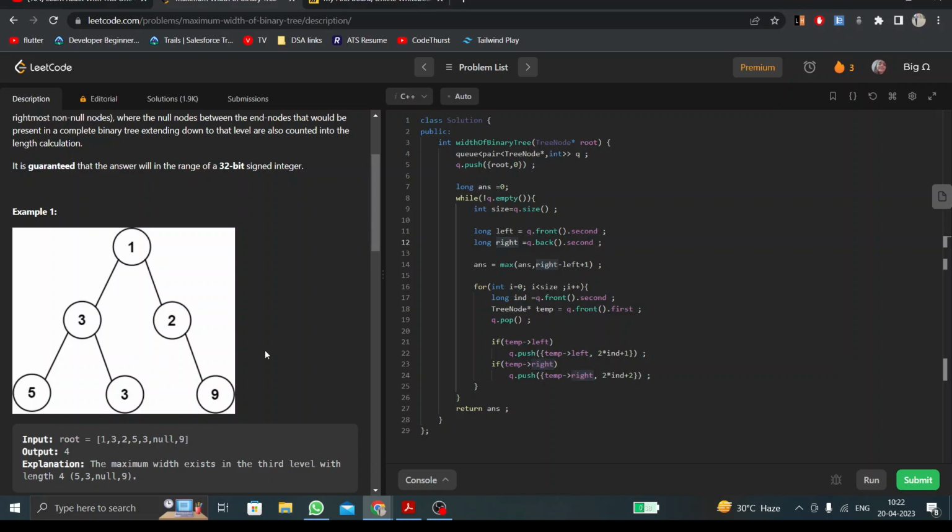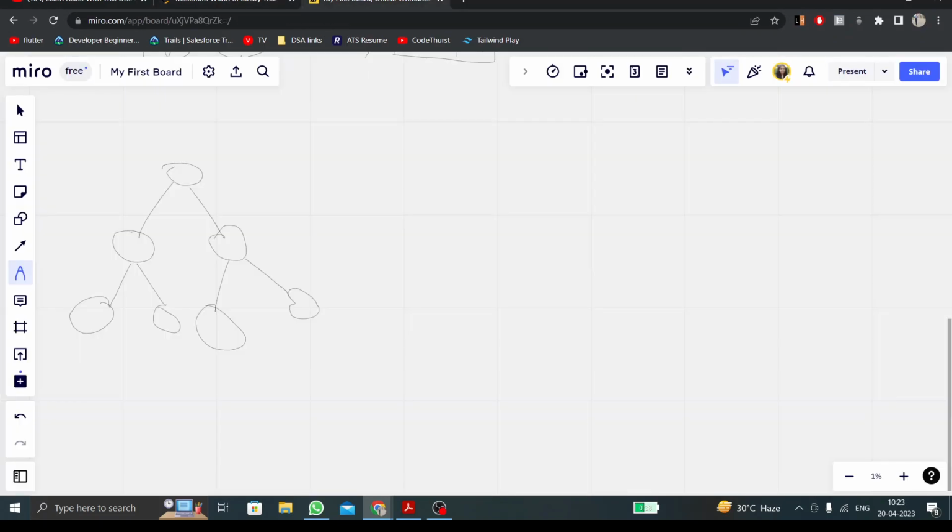If you're indexing the nodes and every time you're doing 2 into I plus 2, 2 into I plus 1, you are every time multiplying the number by 2. So that could lead to an integer overflow error. What you can do to manage this is, suppose you are indexing the parent node as 0, you index it 1, you index it 2. At this level you have done this much.